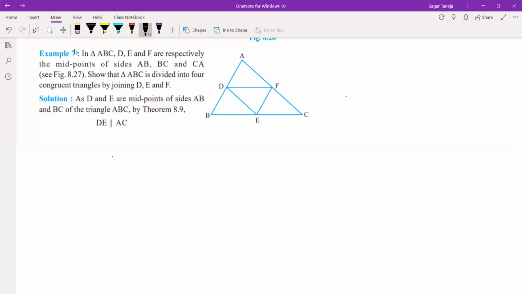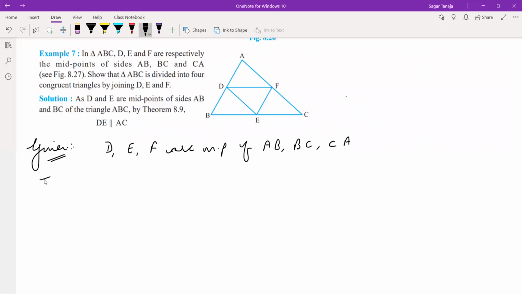So question, example number 7 now. In triangle ABC, D, E, F are the midpoints. Writing given: D, E, F are midpoints of AB, BC and CA. D is the midpoint of AB, E is the midpoint of BC, and F is the midpoint of CA. After that, show that ABC is divided into 4 congruent triangles by joining DEF.